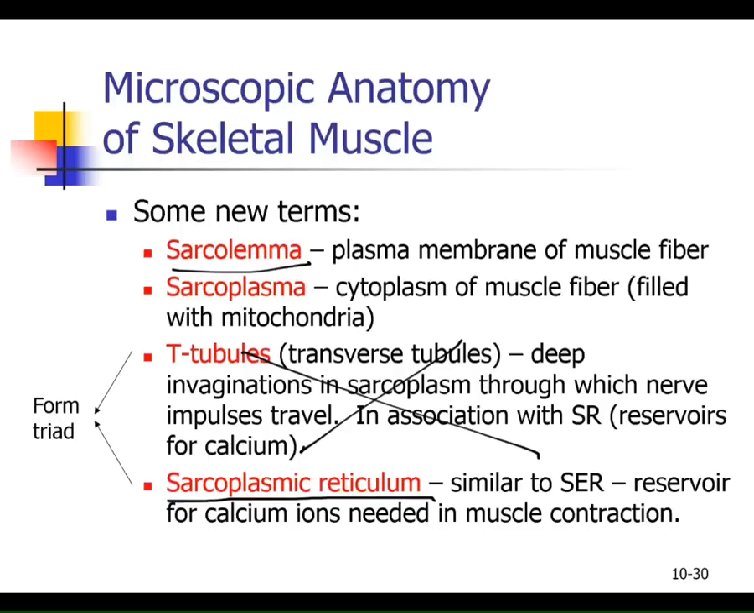The smooth endoplasmic reticulum, recall, was making lipids and steroids. Well, muscle cells don't need much of that. What muscle cells need is a lot of calcium. So the sarcoplasmic reticulum is a specialized organelle found only in muscle that stores calcium. And I just want you to remember that calcium is hugely important for muscles to work.